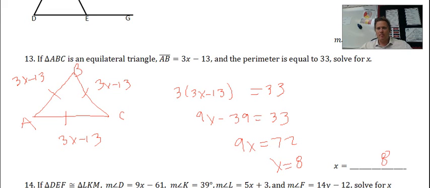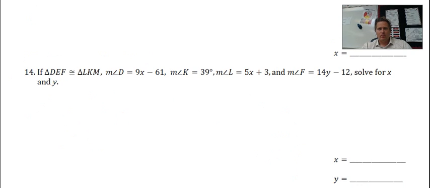So again, remember, equilateral, all the sides are the same. So that's why I put them equal to each other. That's why I have them all equal the same amount. And it told me the perimeter was 33. Perimeter means all the sides added together, the outside. Alright, next one.